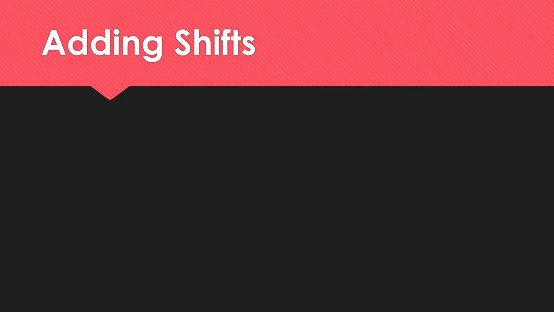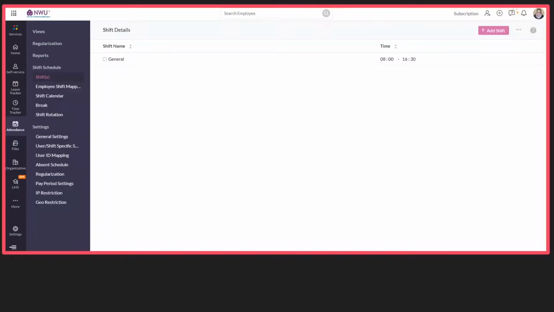Now, adding shifts. Navigate from your homepage to Attendance, then to Shift Schedule. Thereafter, click on Shifts and add shift.